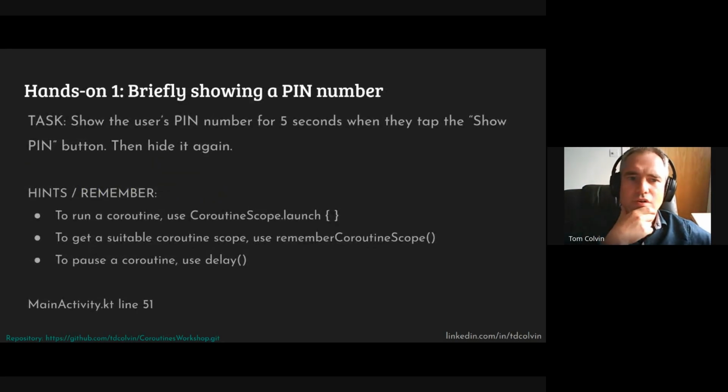So that leads us to our first hands-on. We're going to run a coroutine to show a pin number briefly. So let me show you how that will look. If you've got the repository again, it's linked at the bottom of the slides there. So download that repository, and what you should find is there's a simple button that just says show pin, and I'll show you how that's going to look.